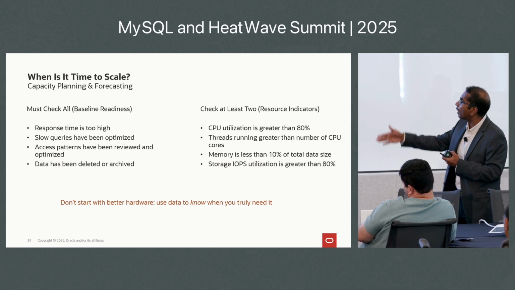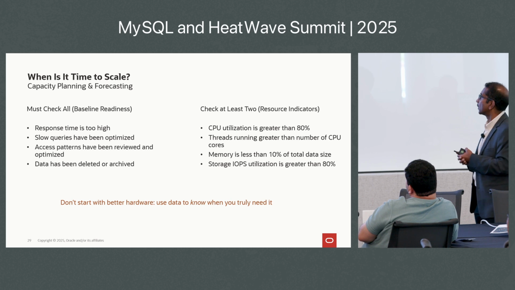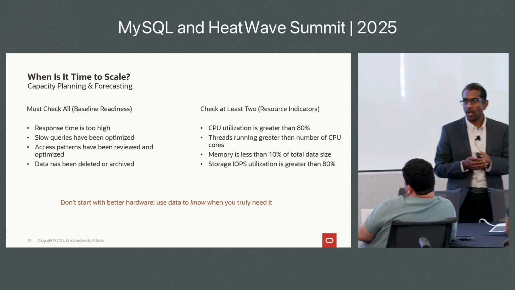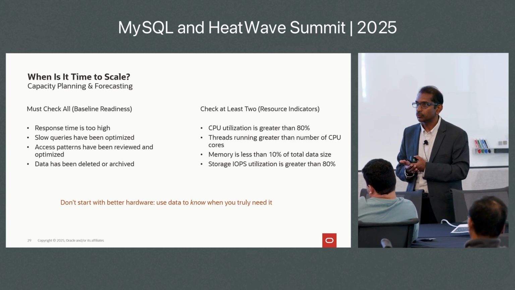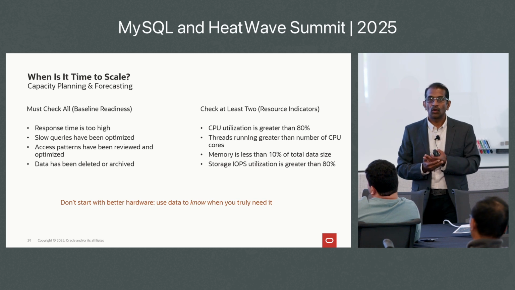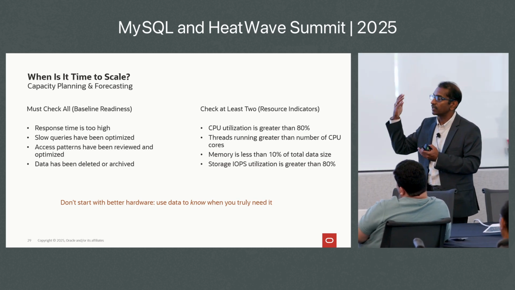If all of them are checked, then move on to the second section to look at whether I have CPU utilization greater than 80%, or maybe if the memory is being utilized properly, or I have a storage IOPS related issue. So if any of these two things are an indicator, or maybe that is the problem area, then it is time to think about forecasting and capacity planning.